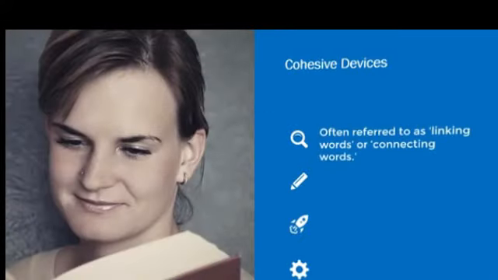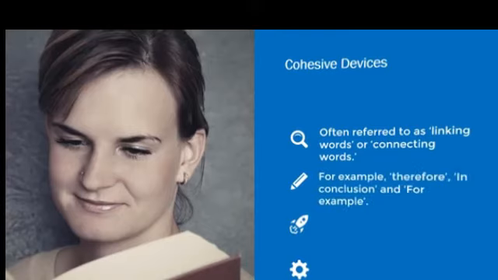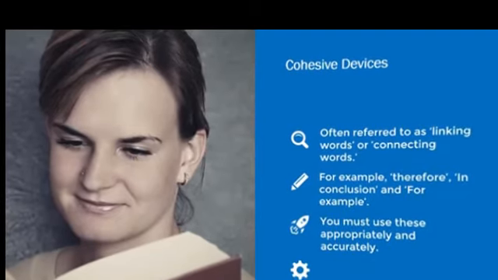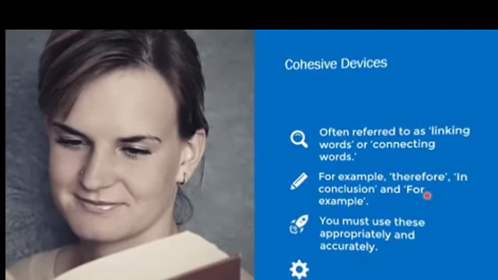So, cohesive devices, often referred to as linking words or connecting words. For example, therefore, in conclusion, for example. These are examples of cohesive devices. Some people call them linking words, some people call them linkers, some people call them connecting words. So you must use these appropriately and accurately. Accurately, you're not going to say therefore and then give your for example, and then give a conclusion. That would be inaccurate to use it.